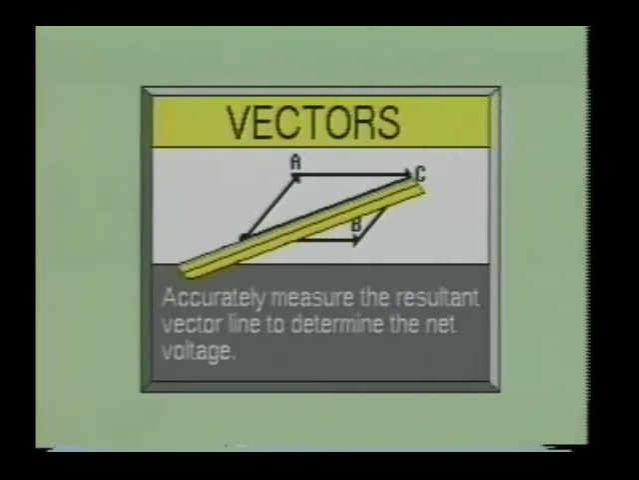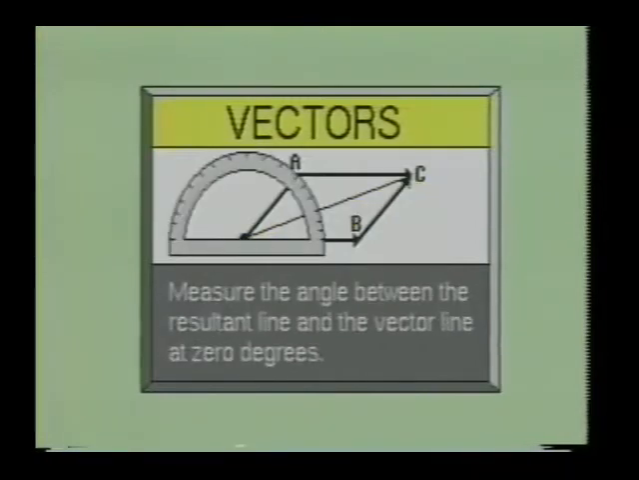Now, you must measure the length of the resultant vector with the ruler marked in centimeters. When we do this, we learn the combination of the voltages has a net force of 74 volts. To find the phase relationship of the two signals, use the protractor and measure the angle between the resultant vector and the vector at 0 degrees, which is vector line B. We learn the phase relationship between these two voltages is 16.6 degrees.